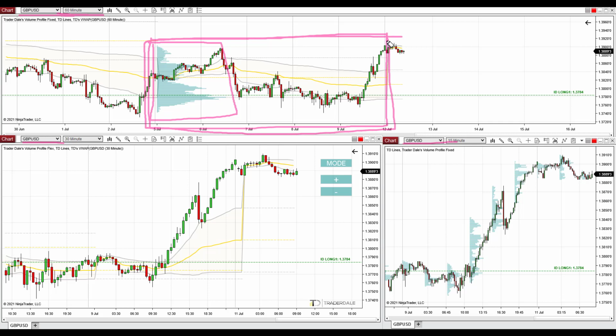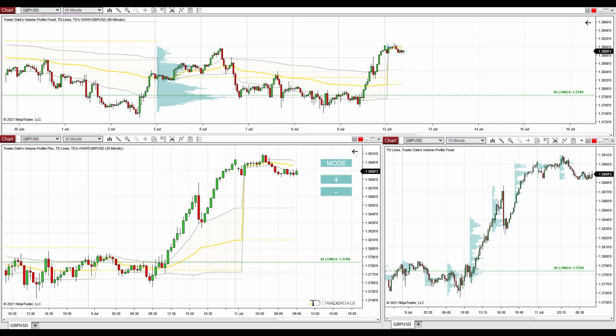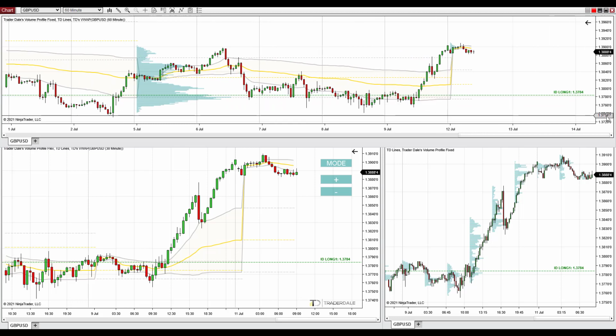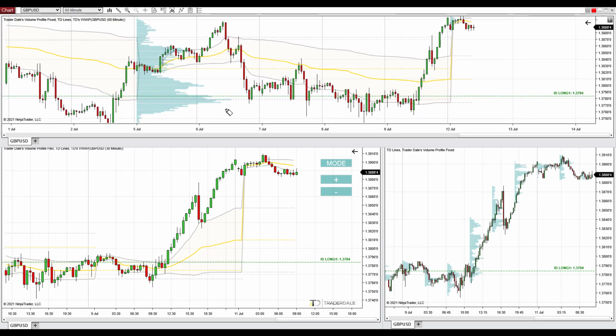Let me stop there and show you the most important zone in this volume profile. The most important zone in any volume profile is the point of control. This is it. The point of control is the place where the heaviest volumes were traded. Let me zoom in a bit. Right there, this is the point of control, the place where the heaviest volumes got traded last week.